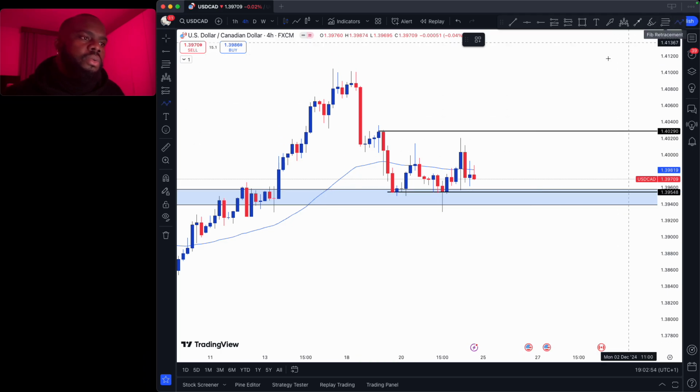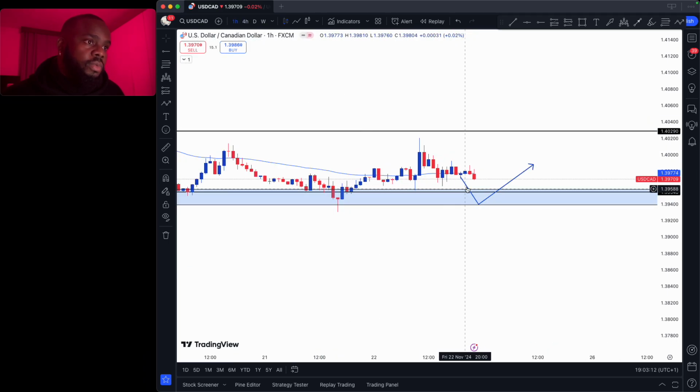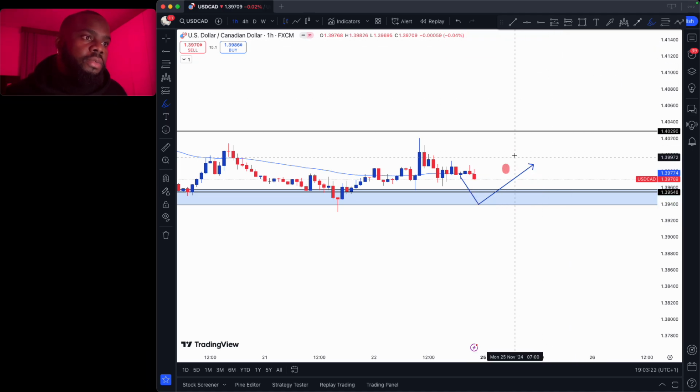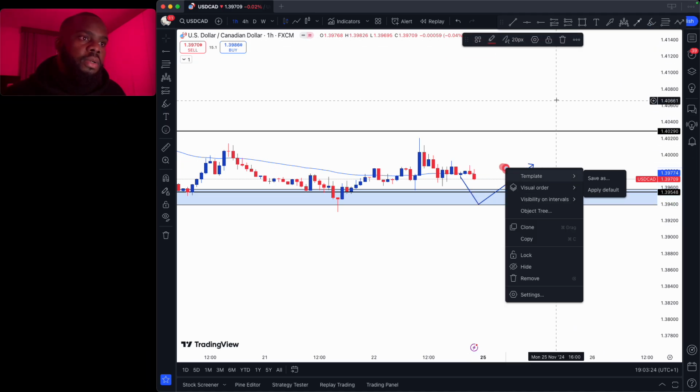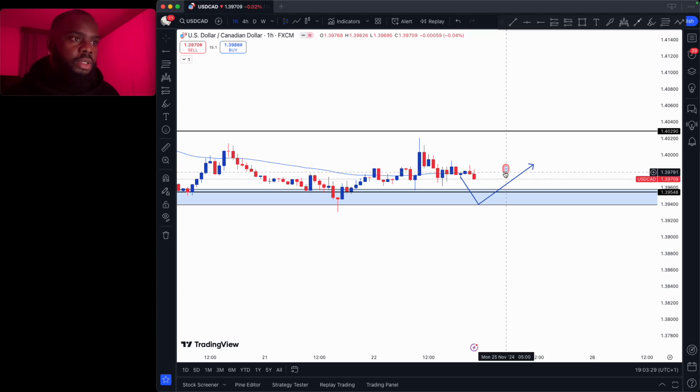So what I want to see is the 4 hours close below these lows, then maybe break out again. Then by then we'll see market structure form also on the 1 hour. Also see the 1 hour give a market pattern to buy in this area. So we'll have to wait and see. We have to wait for price to develop more market structure.